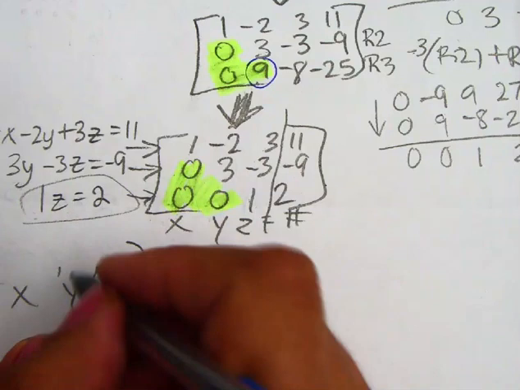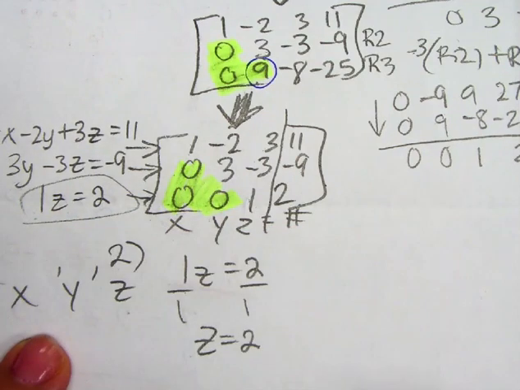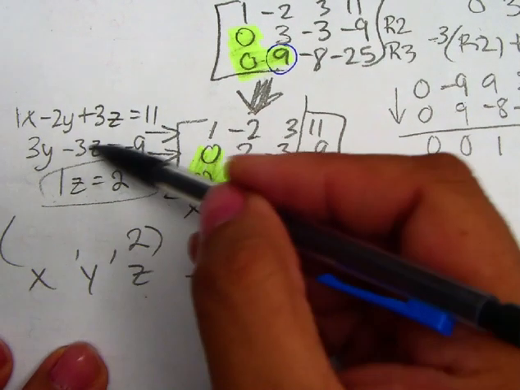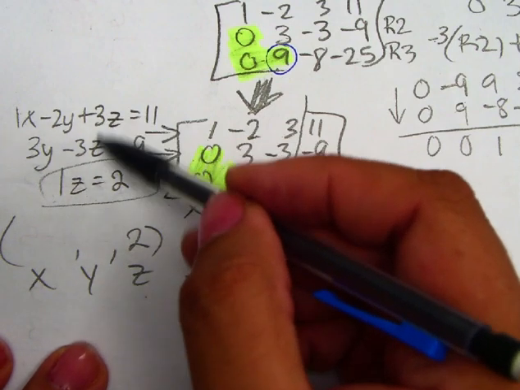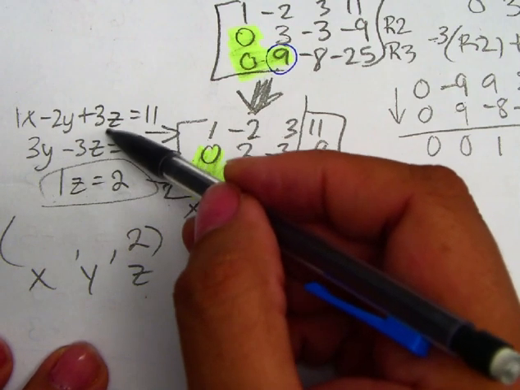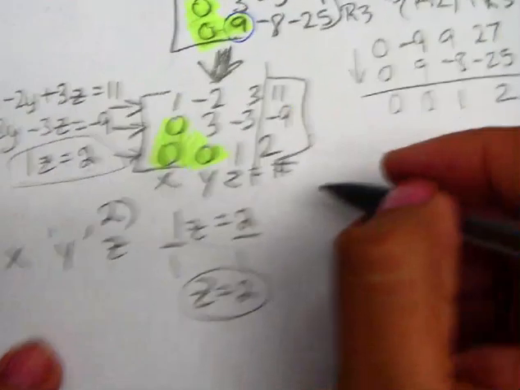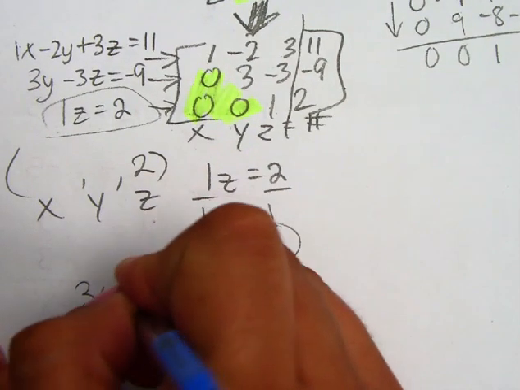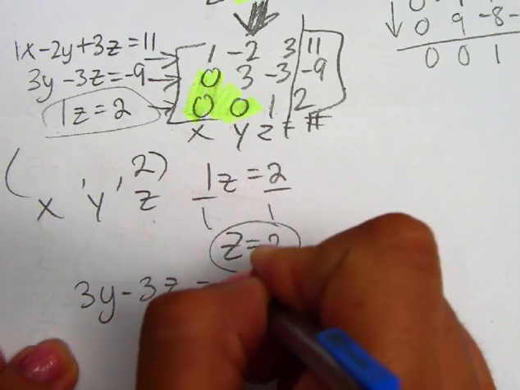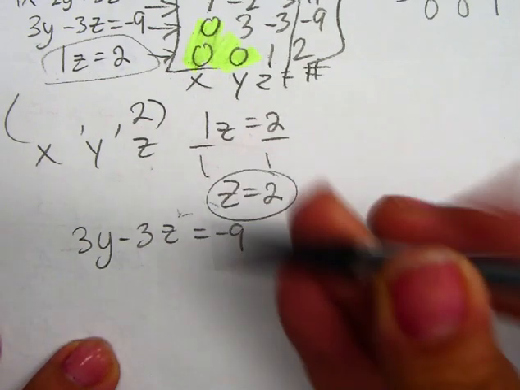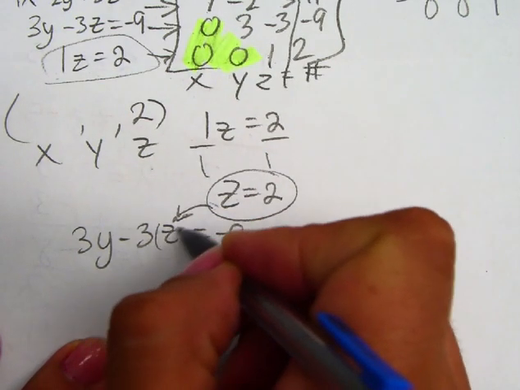2 divided by 1 is 2. After we have z, we're going to now substitute that z value into an equation that will give us another variable. So between these two, the one that will give us another variable is this second one. So we're going to write 3y minus 3z equals negative 9. Substitute this z value that we found into this z right here.